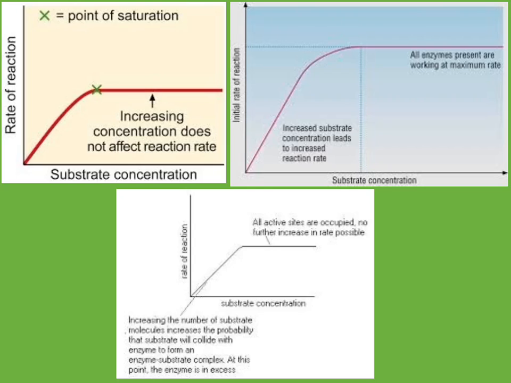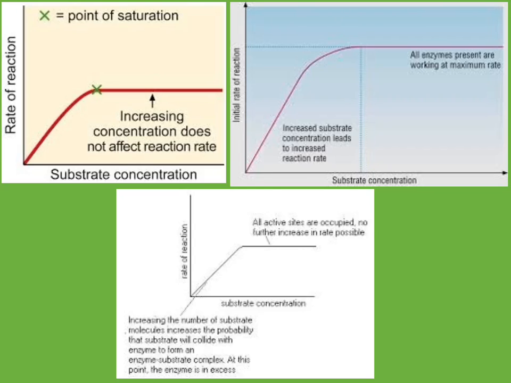So you now see at the first one that at point X, the graph flattens or tails off. Here it is saying that increasing concentration does not affect the rate of reaction. It means that no matter how much you increase the substrate concentration, there will be no further reaction because all the active sites of the enzyme must have been occupied. So no matter the amount of substrate injected, there will be no increase in reaction, and that's why the graph flattens there.